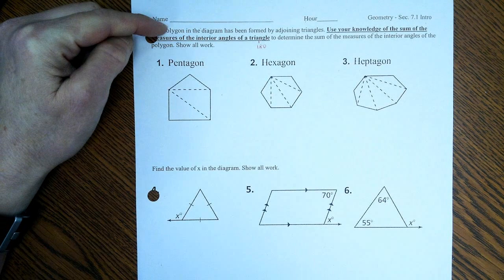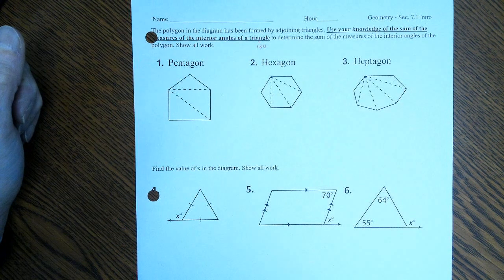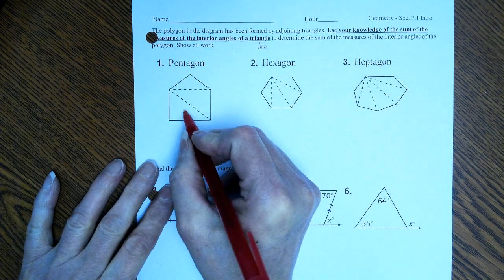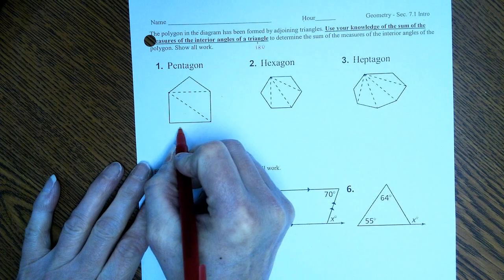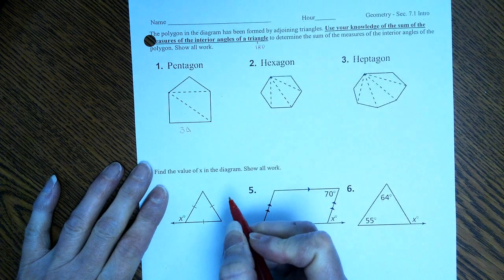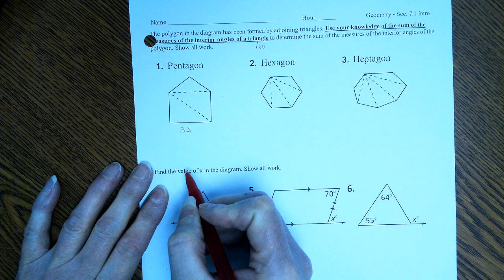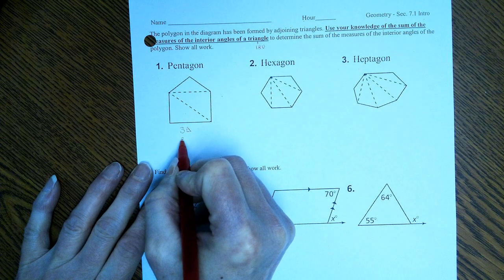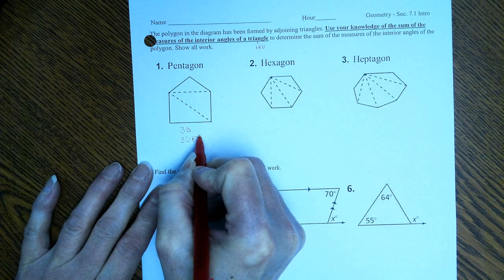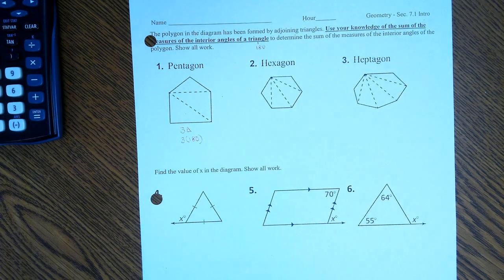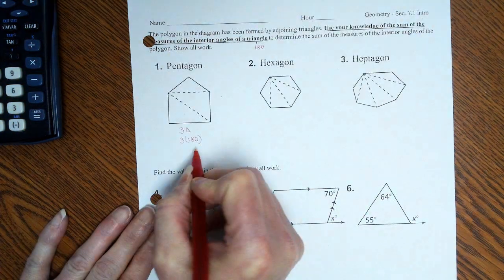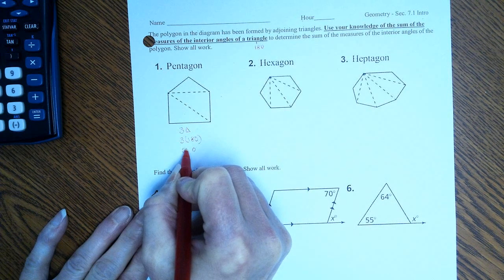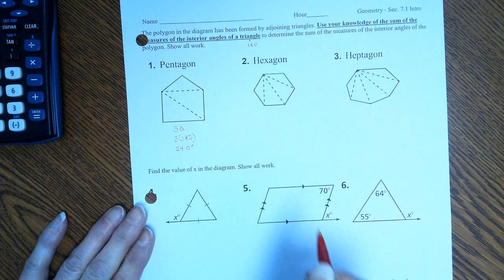It says up here the polygon in the picture is formed by joining triangles together. So this here has 3 triangles. So that means each triangle has 180 degrees. So that would be 3 times 180. And then you'd multiply that together and you'd get 540 degrees.